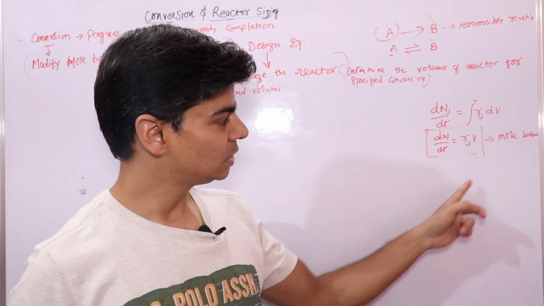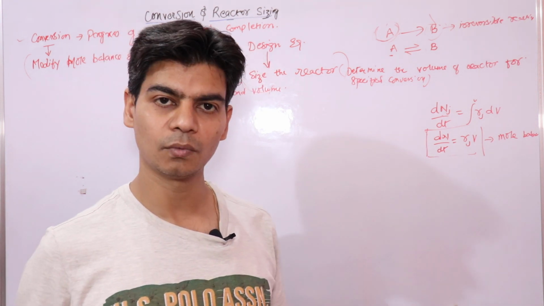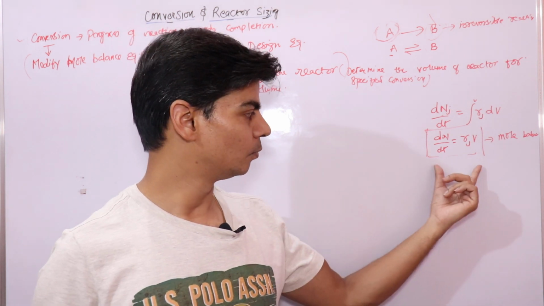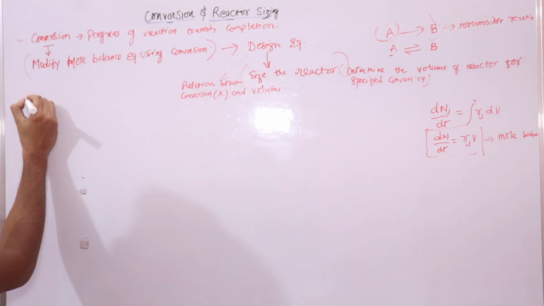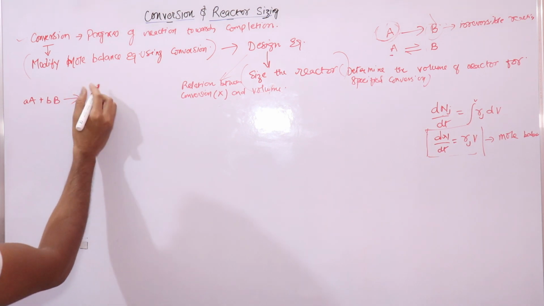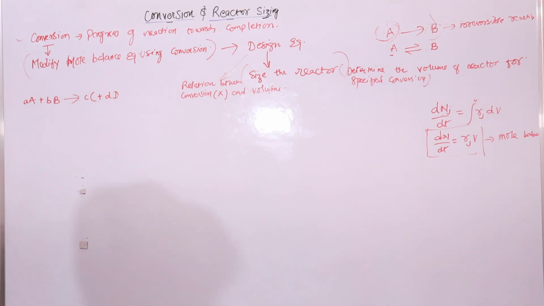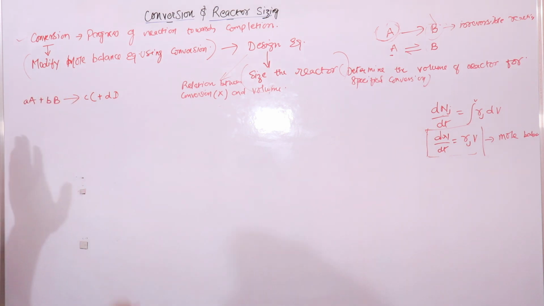So now we have the general mole balance equation. We would be using that general mole balance equation to determine the volume of the reactor, and to determine the volume of the reactor we need the conversion, right? So now let's look more into conversion. What is conversion? By taking an example, suppose this is the general equation. Now we will study conversion, right? We will understand conversion based on this general equation.